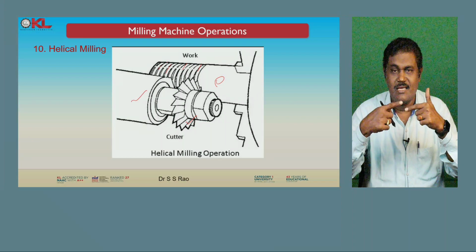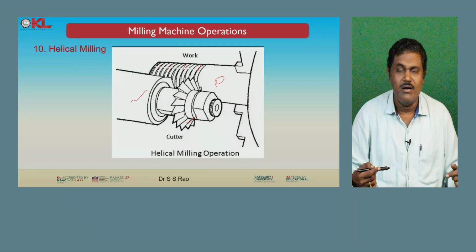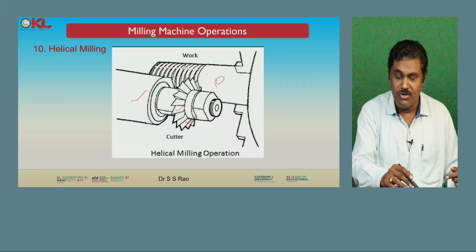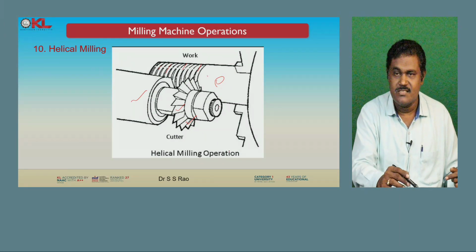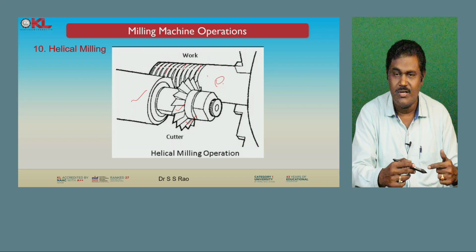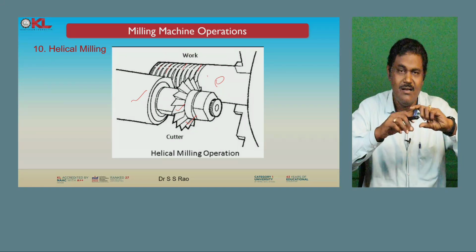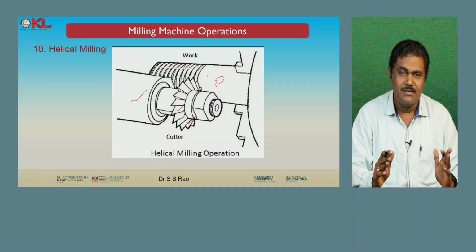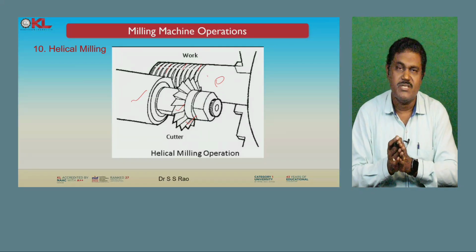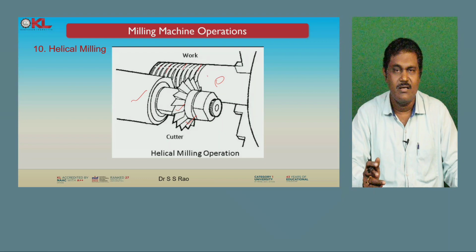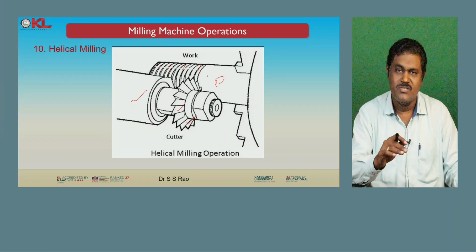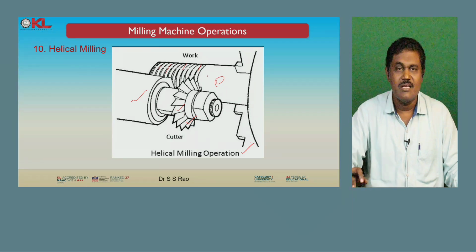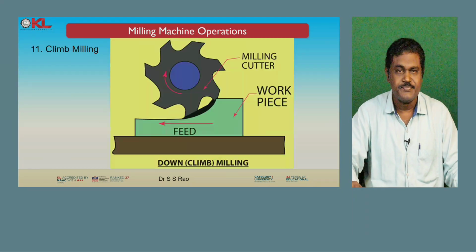If the groove is like a helix, that helical groove is produced using this specialized cutter. This job is fixed in the vise, the job is rotating, and the cutter is rotating, and this helical groove shape will be cut on the workpiece. Okay, for this specialized operation we can perform this setup and operate the milling. That is known as the helical milling operation.